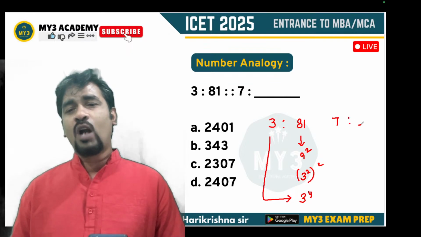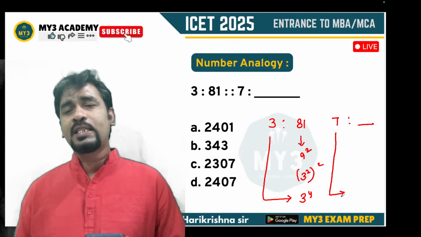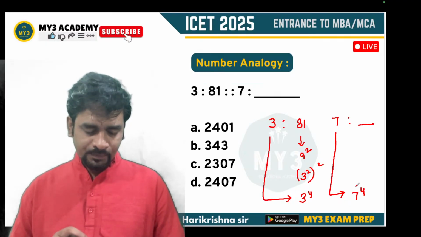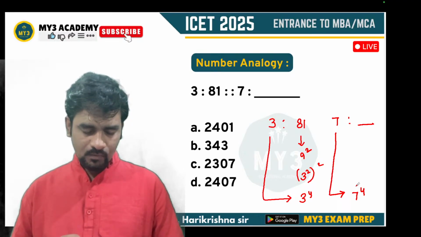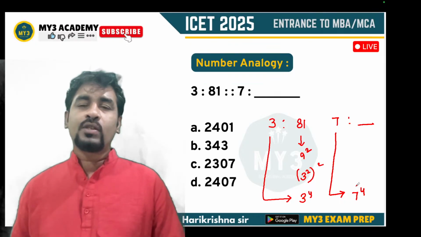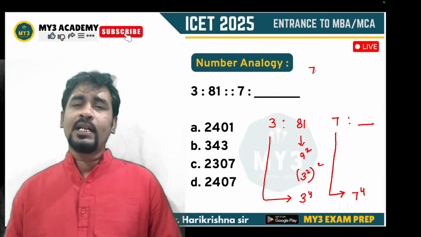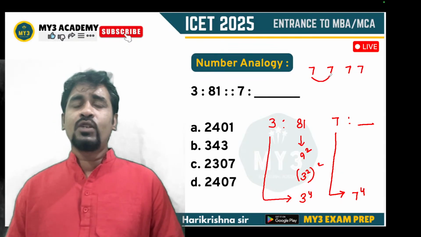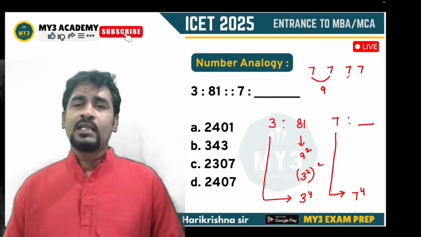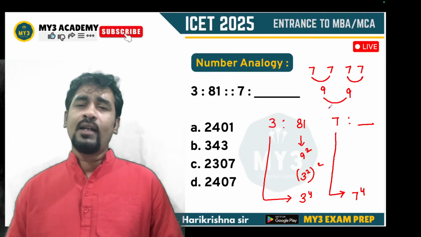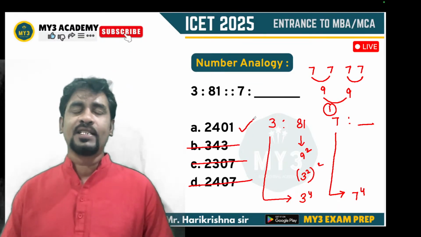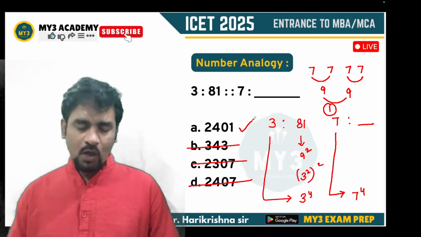Then 7 will be what? That's the question. So 7 will become 7 power 4. What is 7 power 4? If you know, you can mark the answer. 7 power 4 is a very familiar number. Even if you don't know the value, just look at the last digit. 7 into 7 ends with 9, 49. 9 into 9 ends with 1. The answer will definitely end with 1. Look at the option which is ending with 1. Only one option is there. You can directly mark it as the answer choice. That is one way of solving the question.